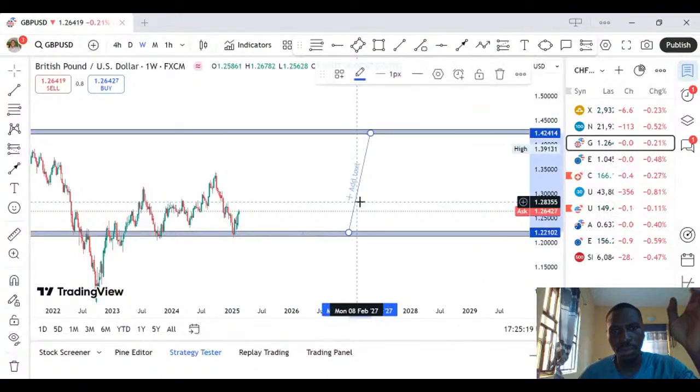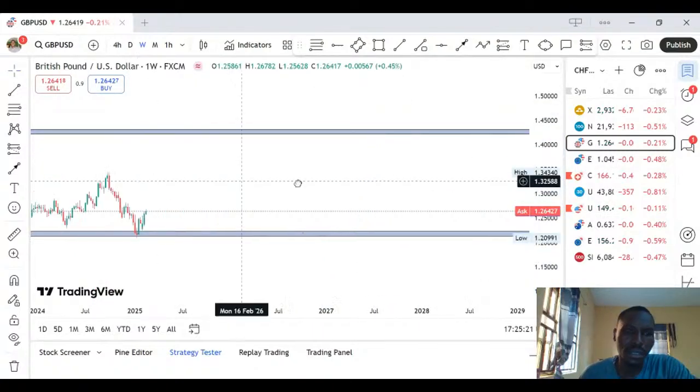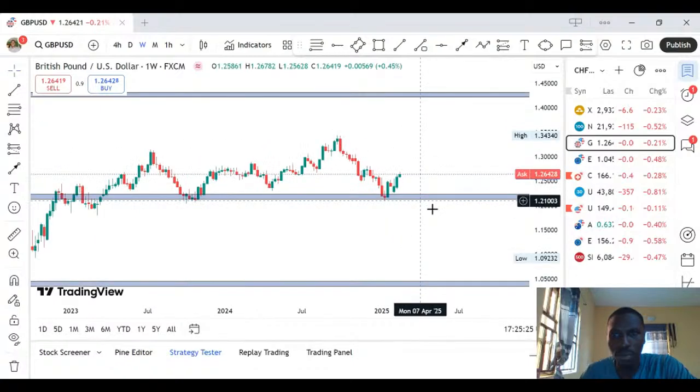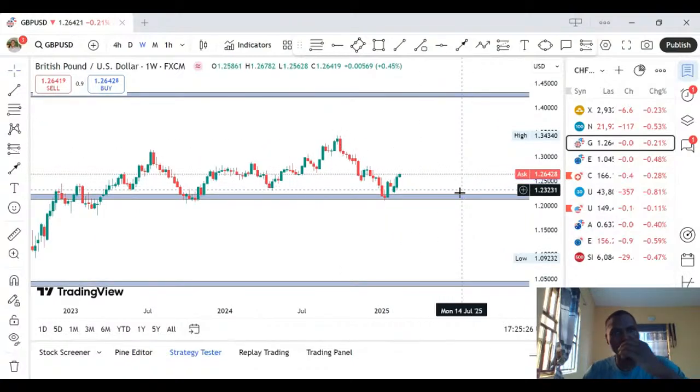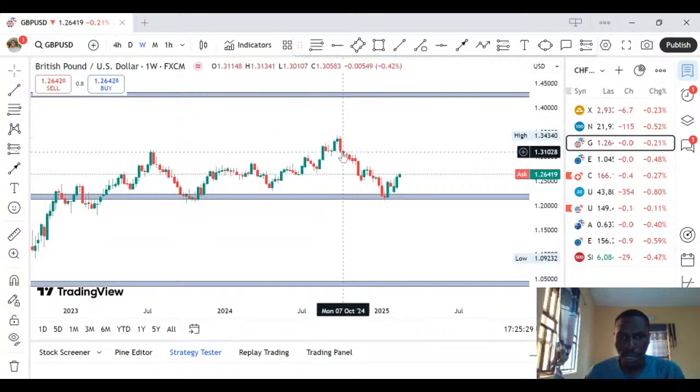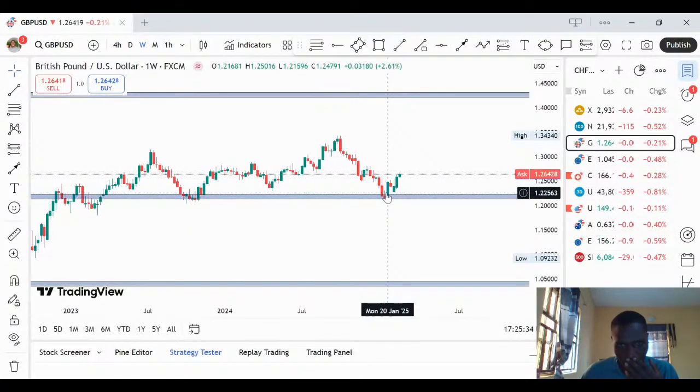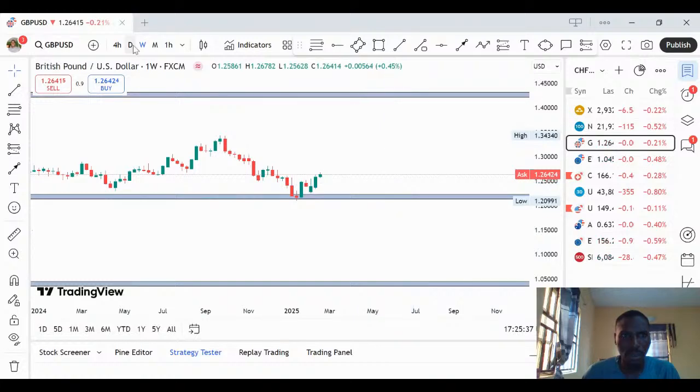Now we are on GBP USD. So let me give you this analysis of where I think this market is going. See, we have the price forming a lower limit, and what happens here? Price came to this point. Let's go this way to be more clear.